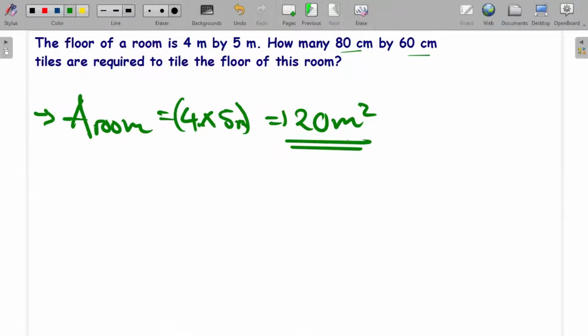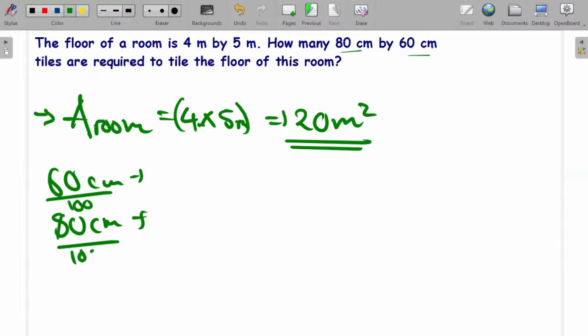So if 20 square meters is the area of the room, let's find the area of one tile by first converting the 60 centimeters into meters, and also the 80 centimeters into meters. We know that 1 meter is equal to 100 centimeters, which means we're just going to divide these numbers by 100. That means we have 0.6 meters here and 0.8 meters there.